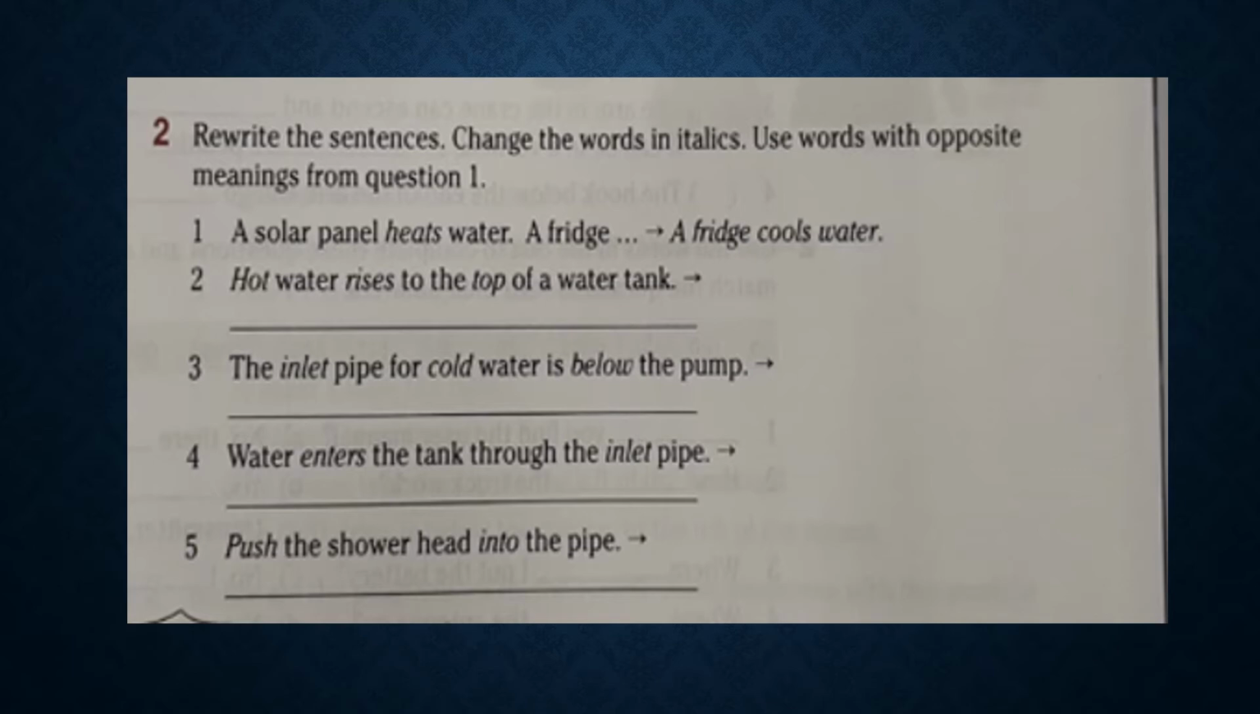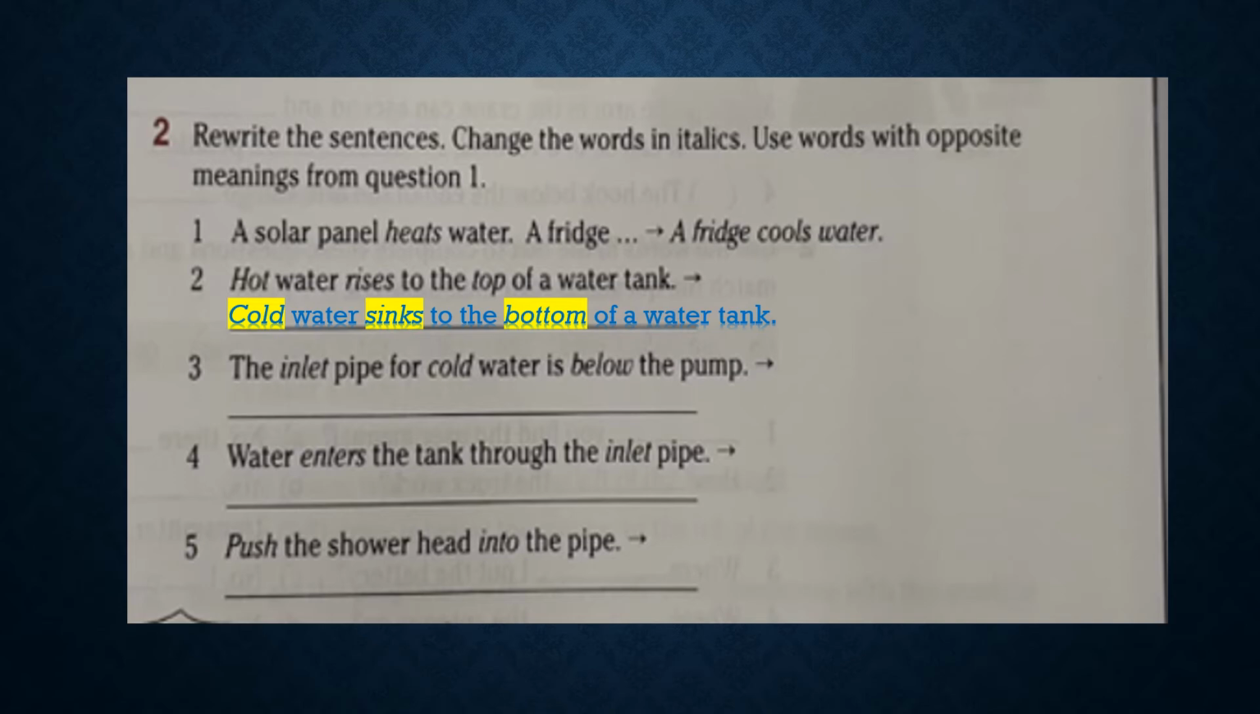Let's do number 2 as an example also. Hot water rises to the top of a water tank. Here we have 3 words in italics, which are hot, rises, and top. So we will write the sentence again, but we'll change these words. So the answer will be cold water sinks to the bottom of a water tank. I think you've got the idea, so please do question 3, 4, and 5 and then come back to check the answers.